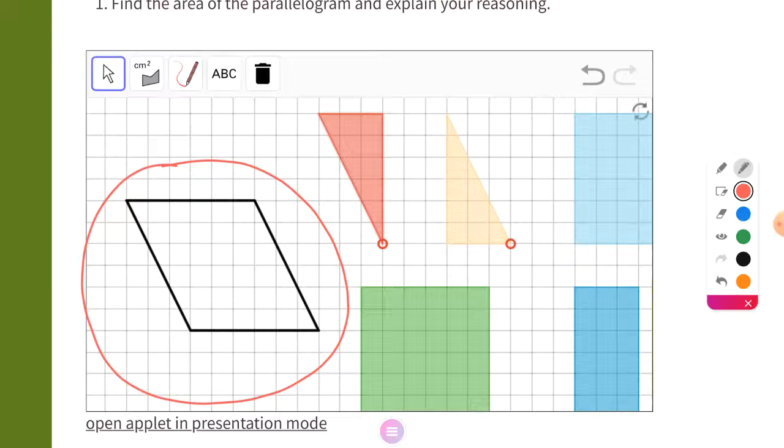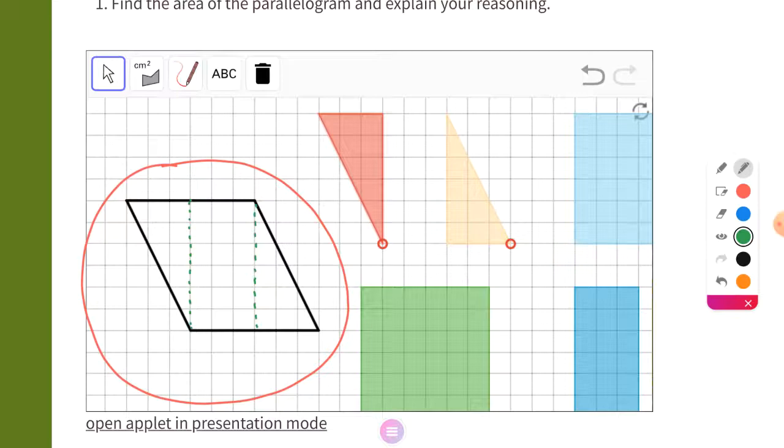Ethan? I see two triangles. Okay, so he's noticing that he sees two triangles. Where? Like at the corner, top corner. So like right here? Yeah. And he's seeing that one right there? Okay, so does everybody see that? What do we know if we have two right triangles that are the exact same size, Carter?